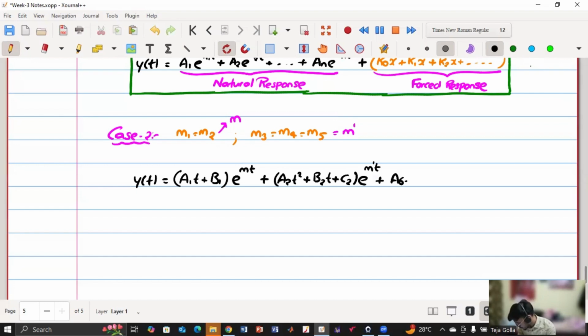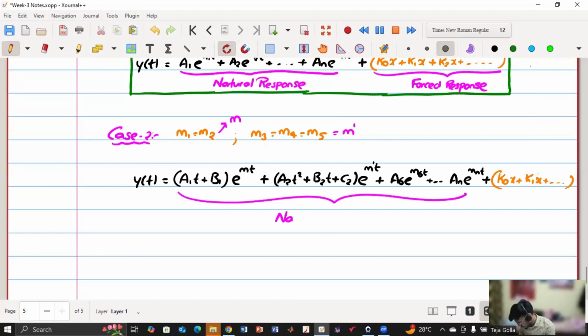So we have a6 e to the power m6t plus, and so on, an e to the power mnt, and then plus the forced response: k naught x plus k1 x dash plus, and so on. Now this is our natural response. Here we are just learning directly how to write the solution. After writing the solution, we then solve for the coefficients of the forced response.